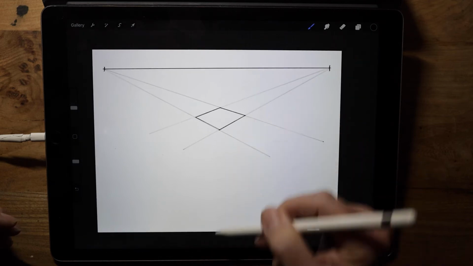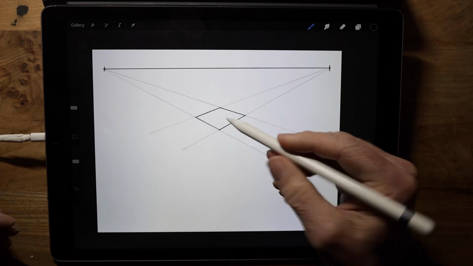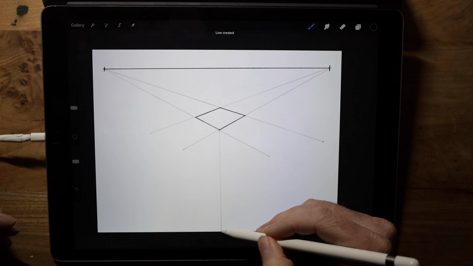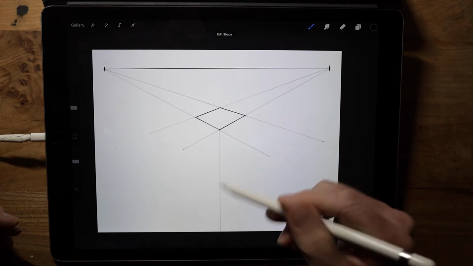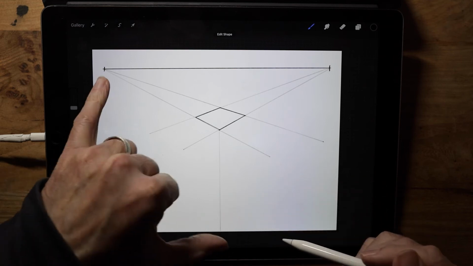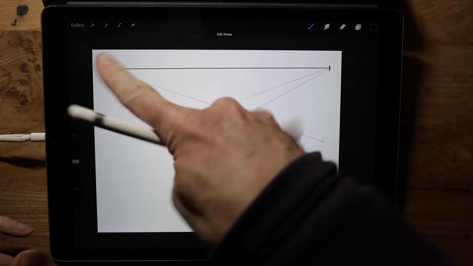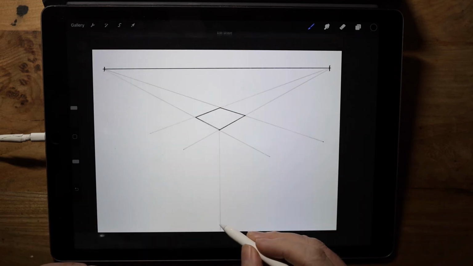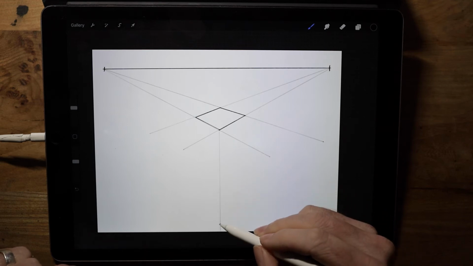And now we need our third vanishing point. So these verticals from our cube, which we're going to draw, need to drop off down to a vanishing point down below. And as a rule of thumb, see the distance we've got between these vanishing points. You also want that between these vanishing points. So it's going to come down here somewhere. I'll put a vanishing point.